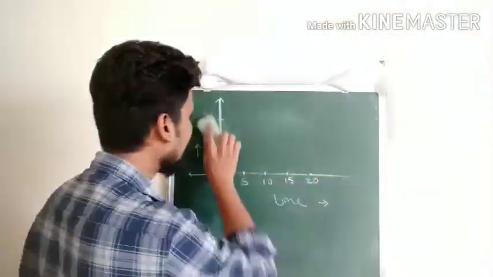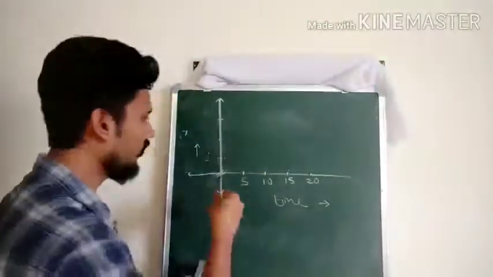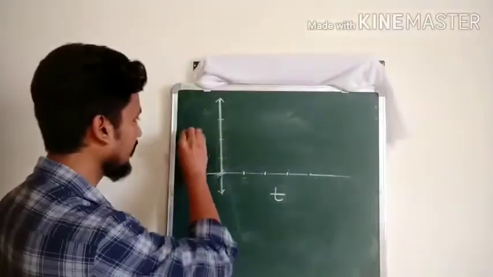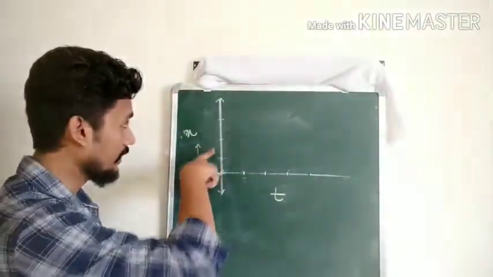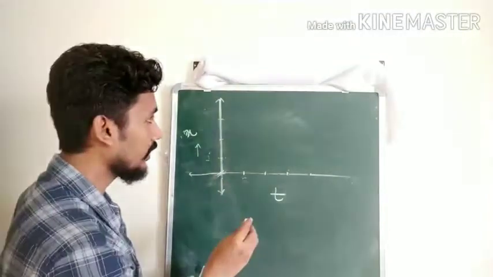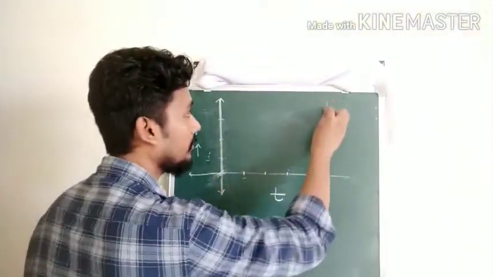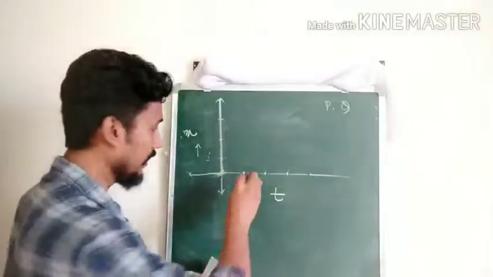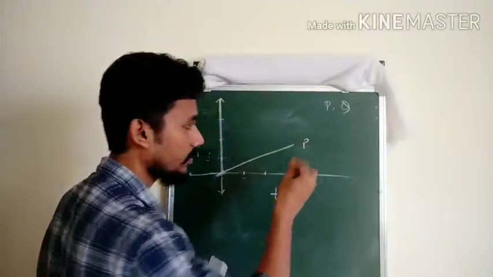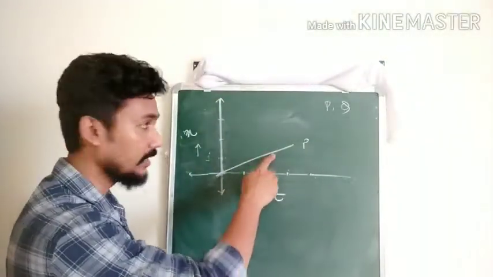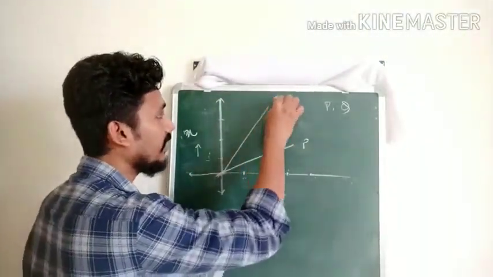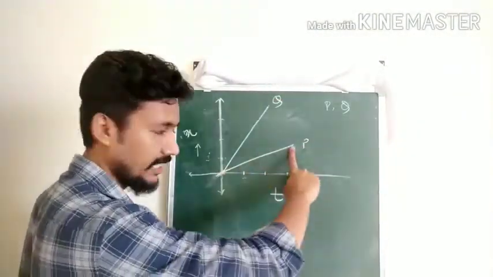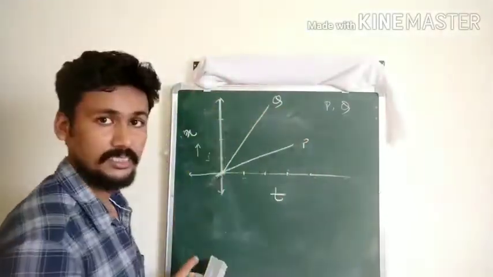Now, let us interpret some graphs. We don't need the values now, so I am going to remove the values. But remember, this is the time axis and this is the x-axis, that is the distance axis. Now, let us say there are two persons, a person P and a person Q. This is the xt graph of P and this is the xt graph of Q. When P is moving, the graph looks like this, and when Q is moving, the graph looks like this.